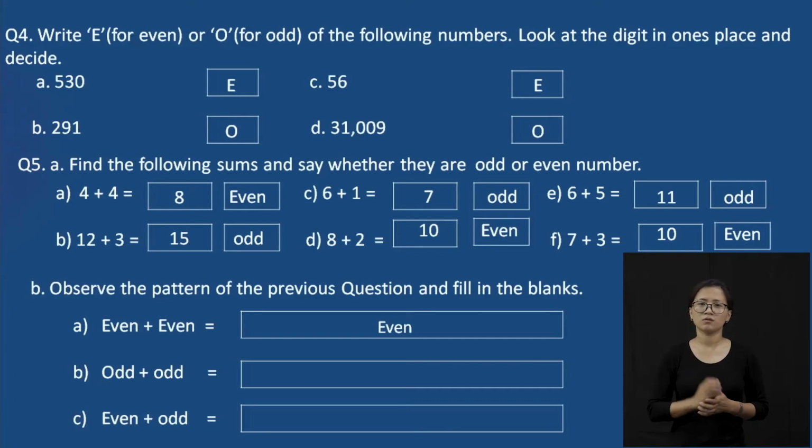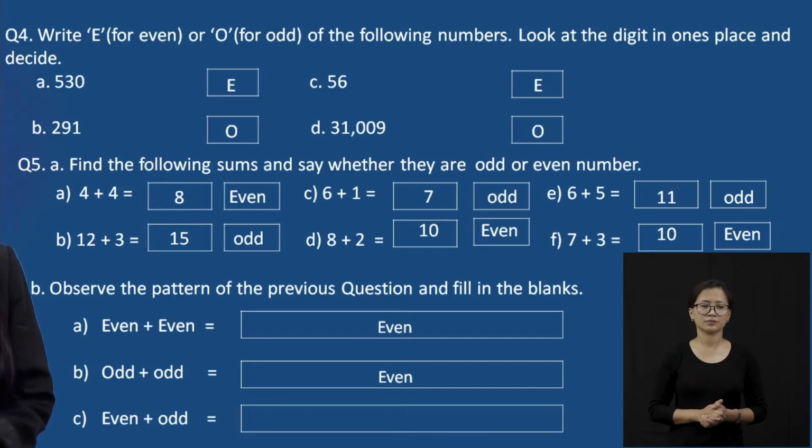Another, odd plus odd is even, because for example 3 plus 3 makes 6, and 6 is even. So odd plus odd will be even. See, we have even plus odd. So even plus odd will be odd. For example, 2 plus 1 is 3, which is not divisible by 2. So it is odd. Or you can take an example from question number 5A, 6 plus 5 is 11, which makes it odd. So even plus odd will be odd.